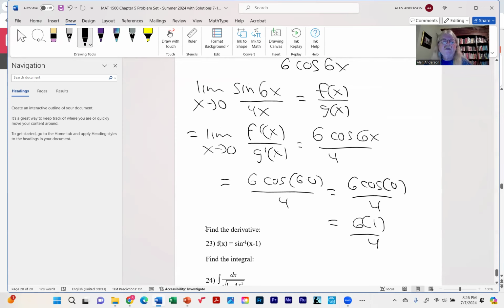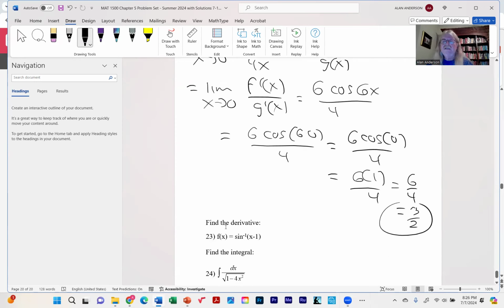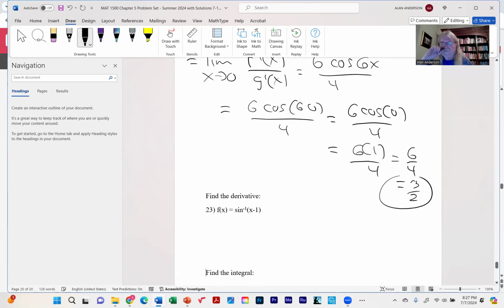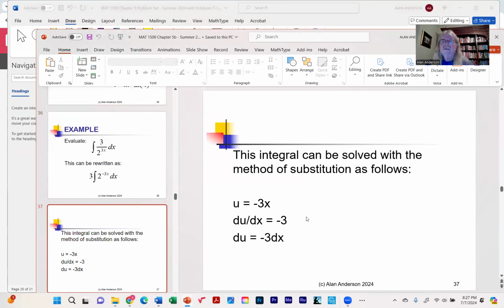So it's going to end up being ultimately 6 over 4, or 3 halves. Right. The arc sine. All right, so this is in the slides. This is a function of x, by the way. So what we're going to do is write it like this.